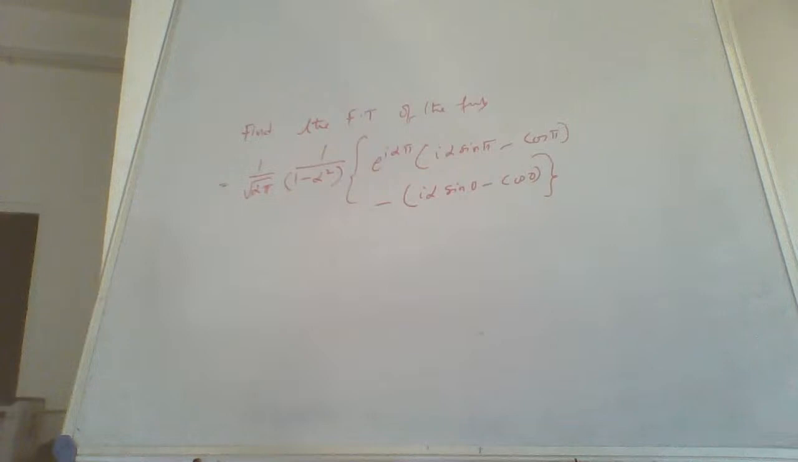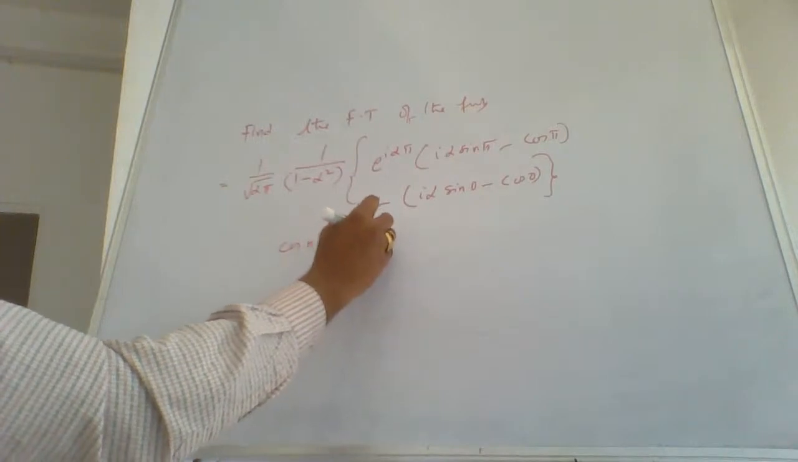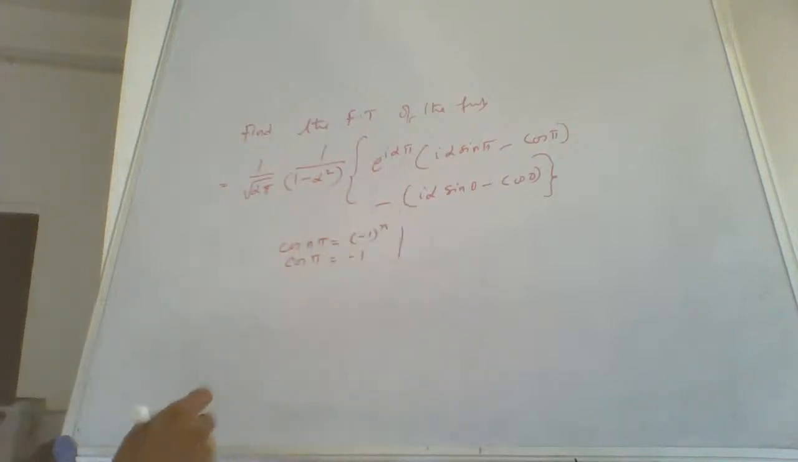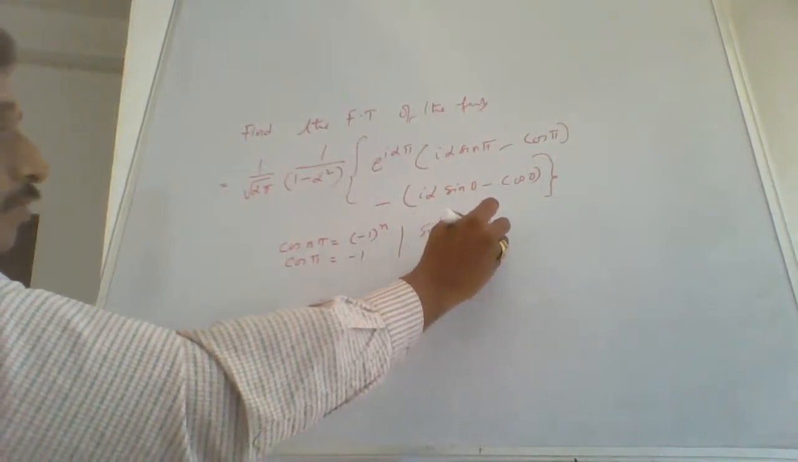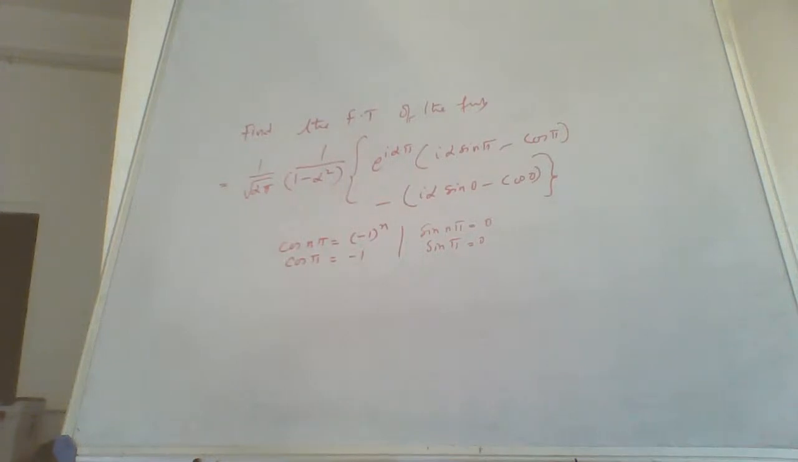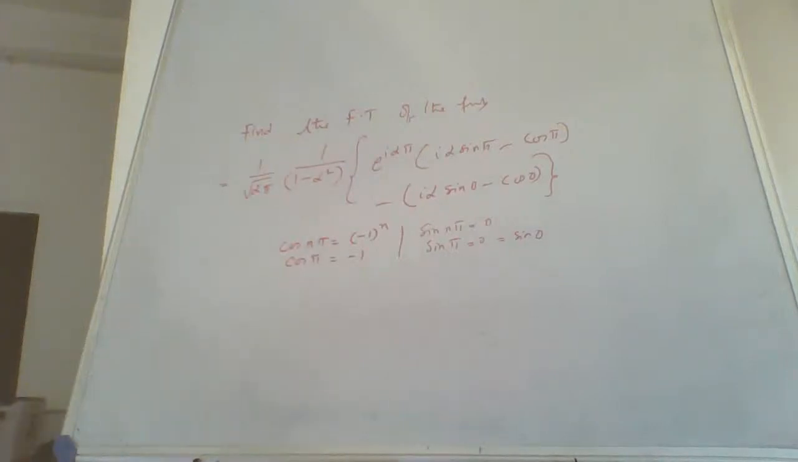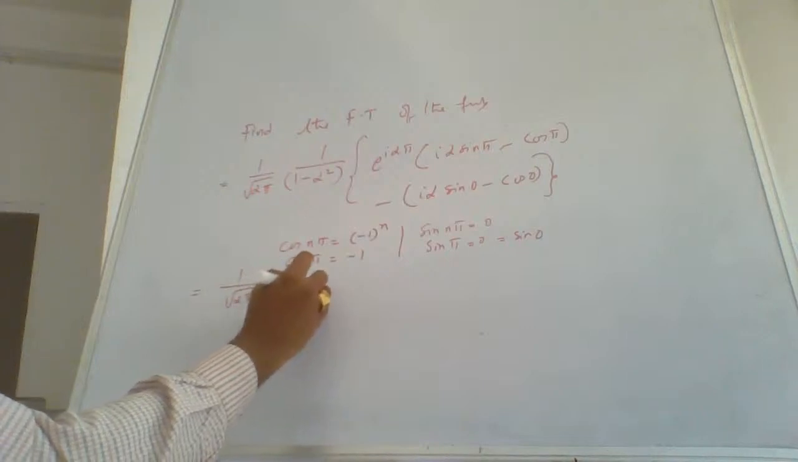So now we know that cos n pi is minus 1 to the power of n, and cos pi will be minus 1, and sin n pi is 0, sin pi will be 0. Okay, so we have also sin 0 as 0. Let us substitute that, cos 0 being 1. Let us substitute those things for this problem.